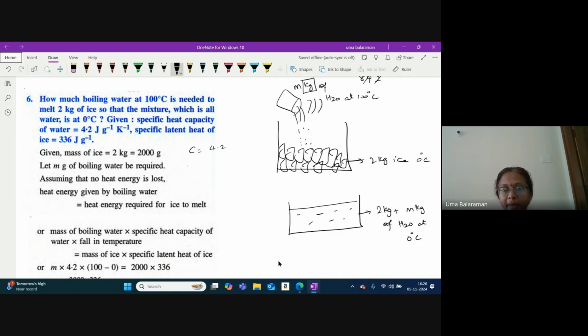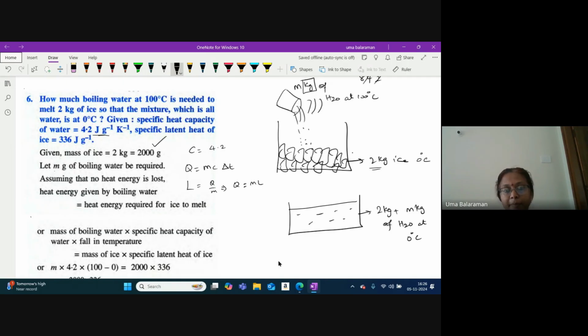So Q is equal to MC delta T for no phase change. If there is phase change, latent heat is equal to Q by M, or I can say Q is equal to ml. As simple as that. Only two formulas. So when the 2 kg ice cube, let us look at how they have given. They have given the specific heat capacity in joules per gram. So better convert it into grams. So given mass of ice is 2 kg, which is 2000 grams.